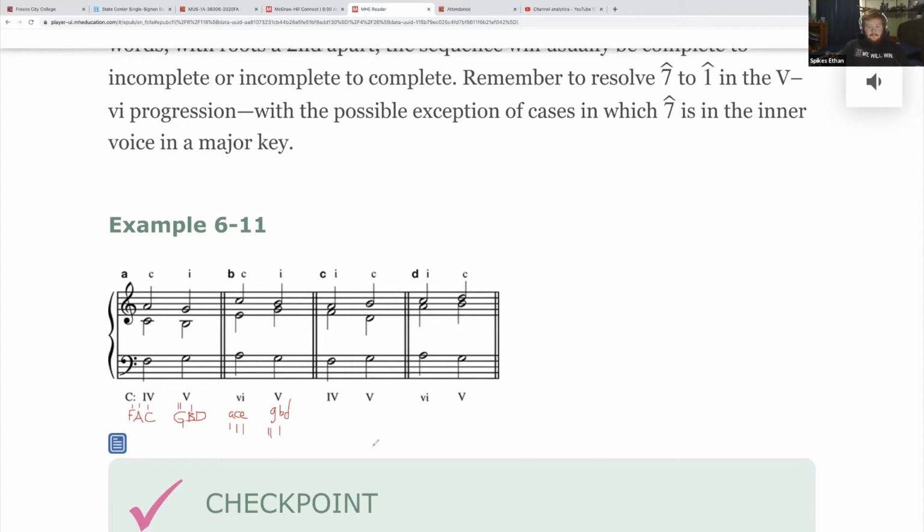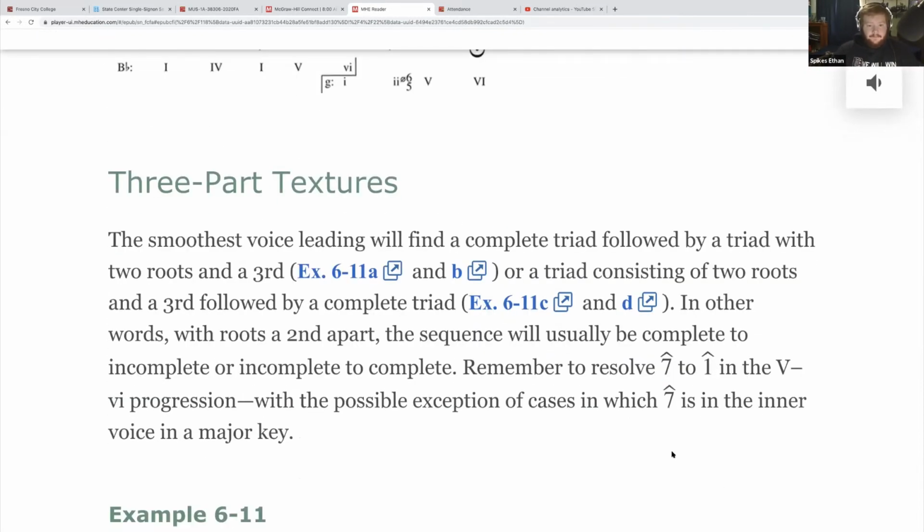Questions, comments, concerns on that? I just have one question. In three-part harmony, does it always have to go from complete to incomplete, or incomplete to complete? No, it doesn't always have to, but they're saying that the smoothest voice leading happens when you do.